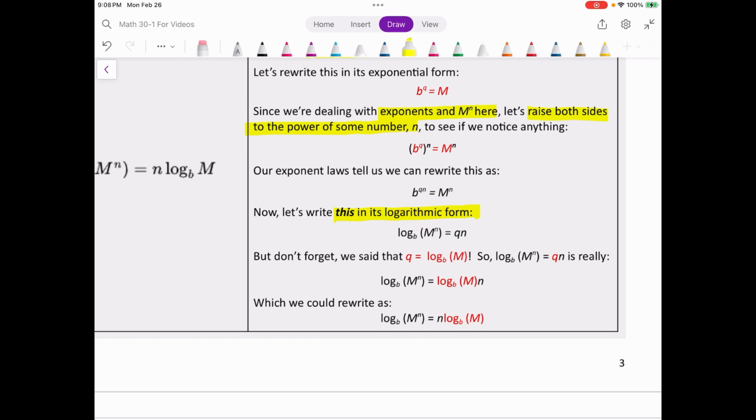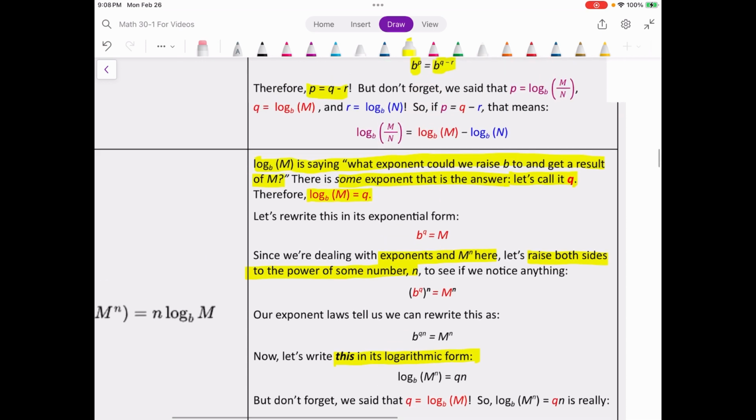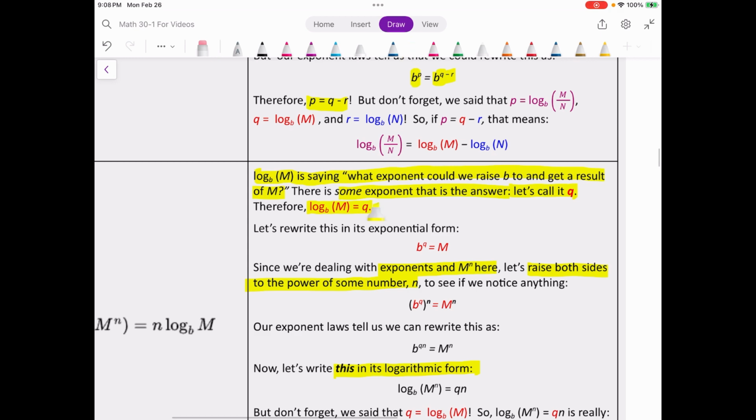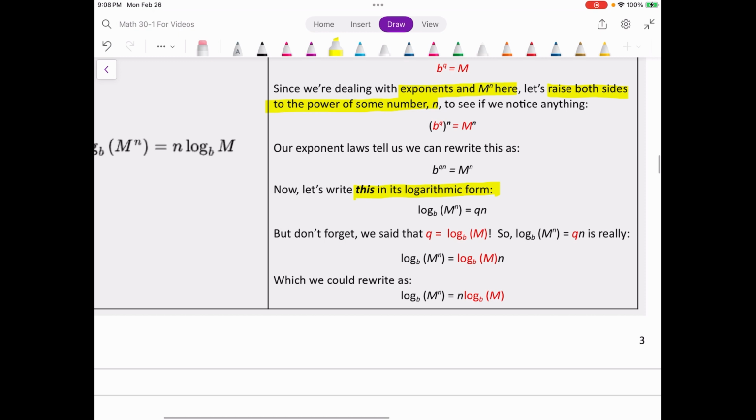But don't forget, q is just log base b of m, right? That's where we started. q is the exponent b would need to become m. Log base b of m equals q. So I can think of this then as log base b of m to the n equals q times n, and q is equivalent to log base b of m. And there we go, we basically have it.